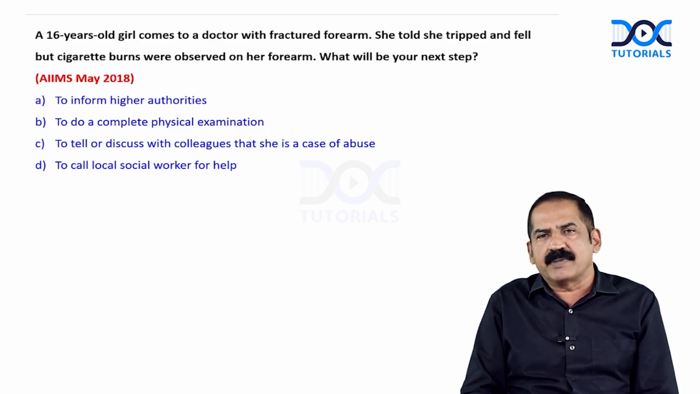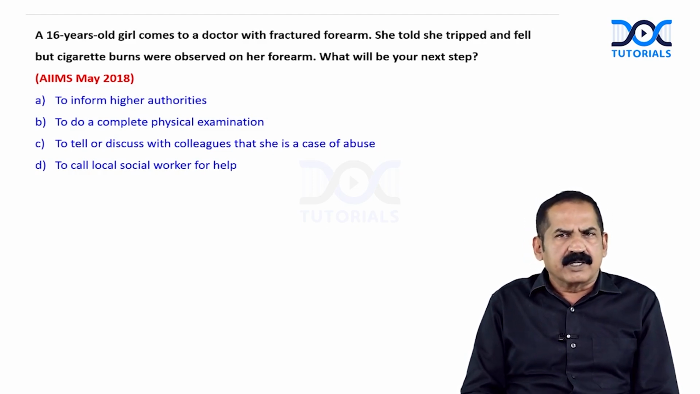A 60-year-old girl comes to a doctor with a fractured forearm. She told she tripped and fell. But cigarette burns were observed on the forearm. What will be your next step? To inform higher authorities? No. Your authority itself is sufficient.